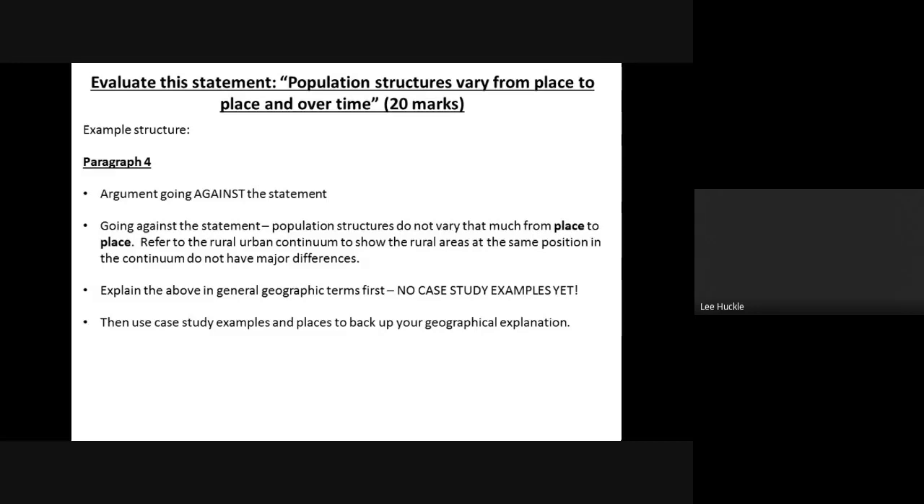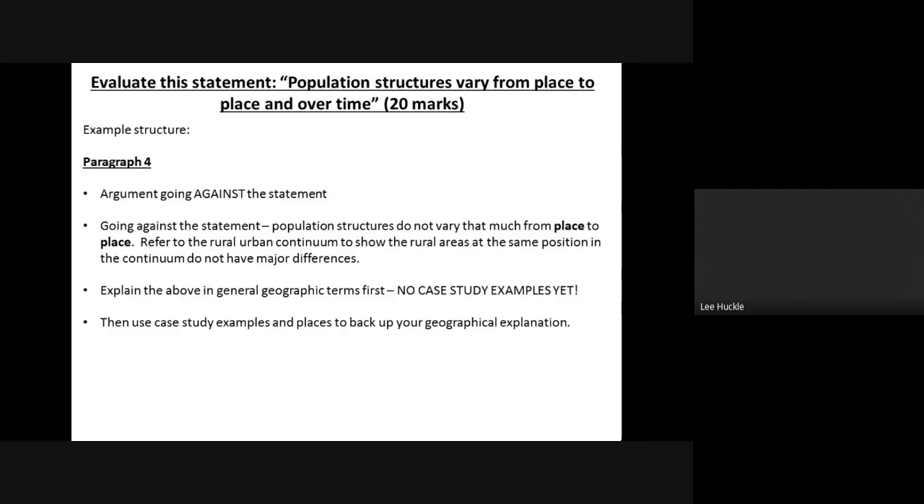And then paragraph 4, exactly the same again, your second argument going against the statement. Now this is where you've got to be a bit crafty, because sometimes it's quite difficult to come up with two arguments in favour, two arguments against that are totally against or totally in favour. So you've got to sort of manipulate the question a little bit.